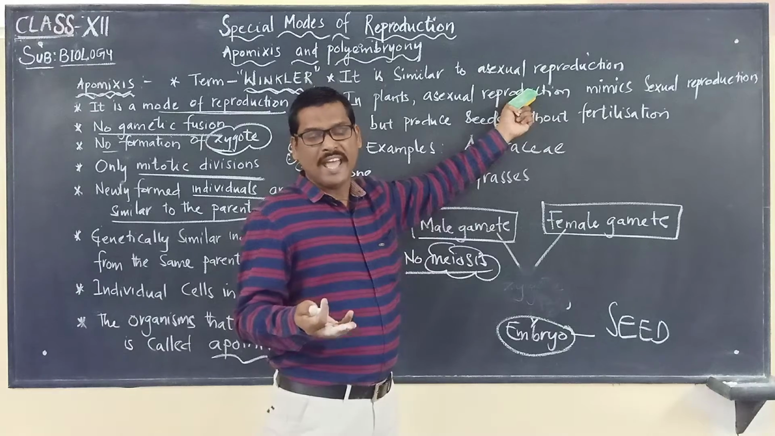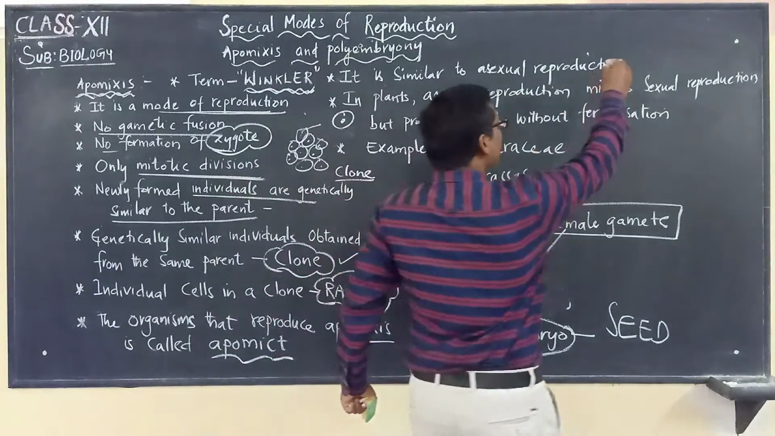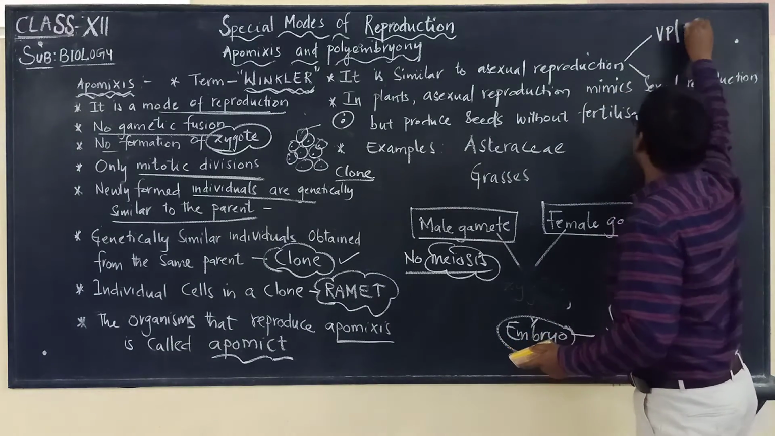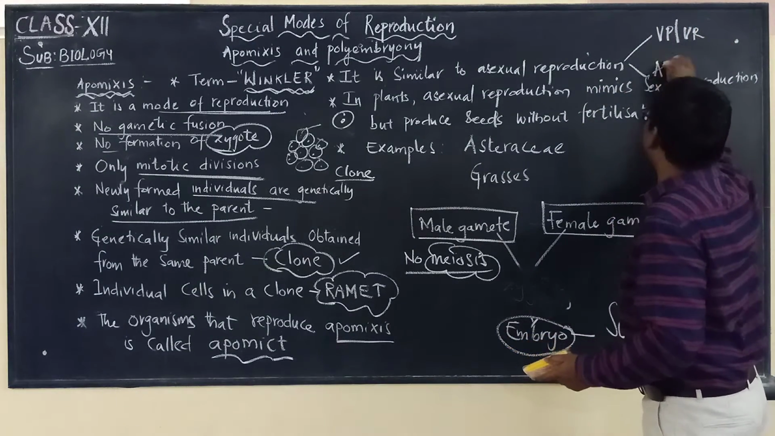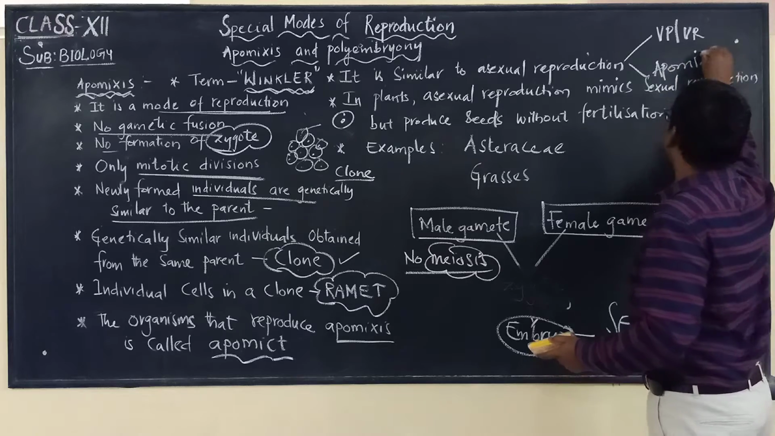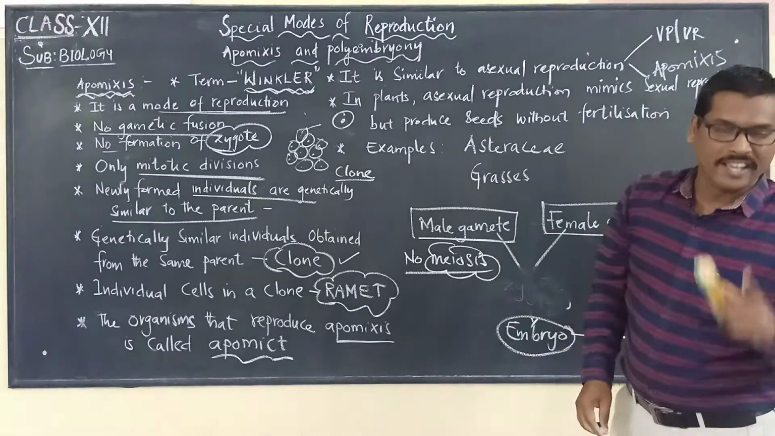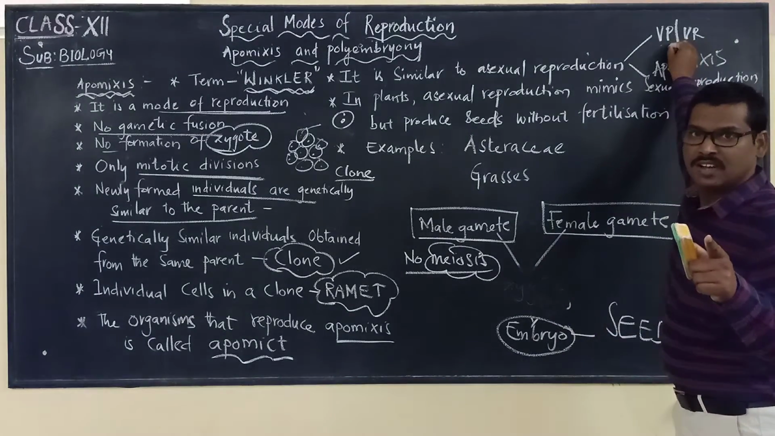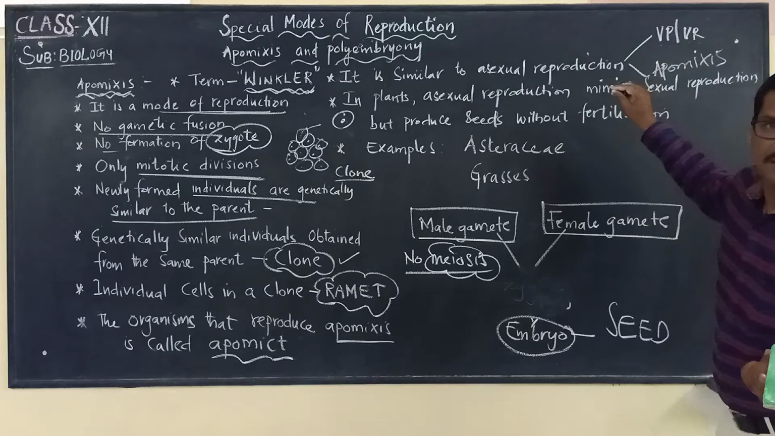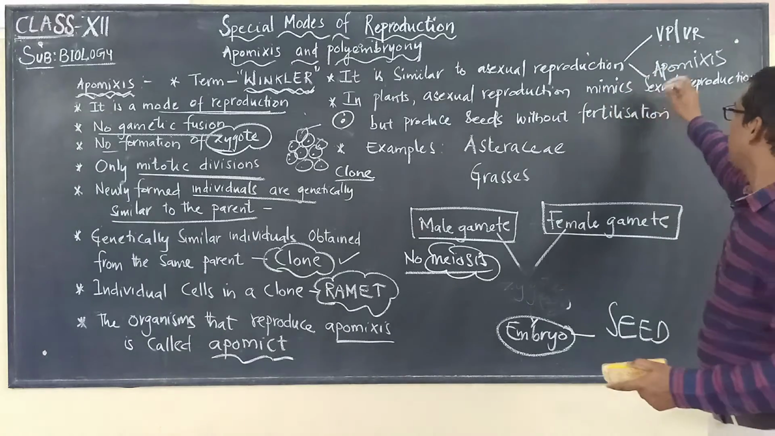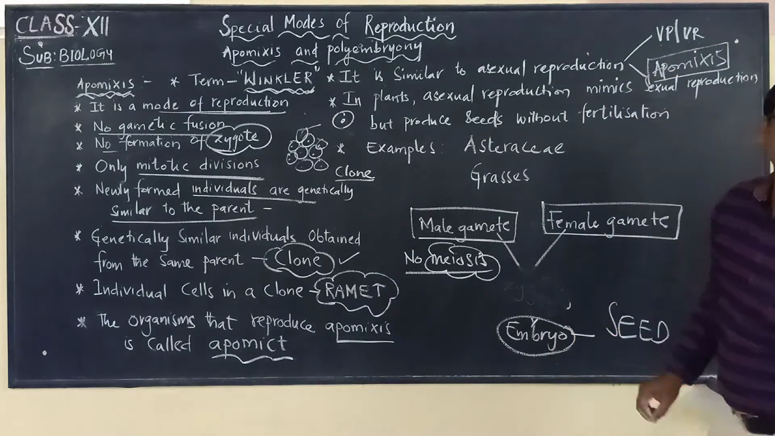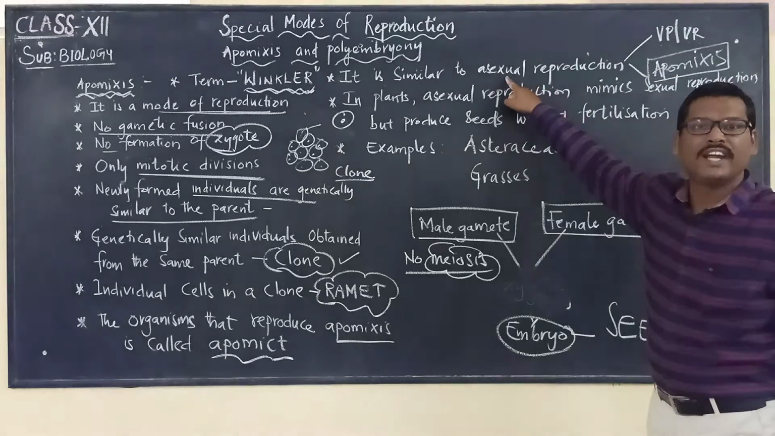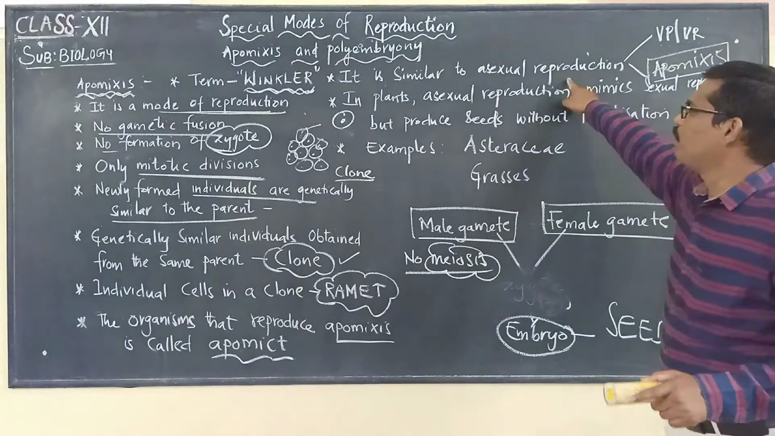Asexual reproduction only. So now we can say that asexual reproduction can be vegetative propagation or vegetative reproduction, and apomixis. So asexual reproduction is of two types. Asexual reproduction is of two types. What are those? Vegetative propagation or vegetative reproduction, that is the first one. And the second one we can say is what? Apomixis. So apomixis is nothing but what? A type of asexual reproduction.